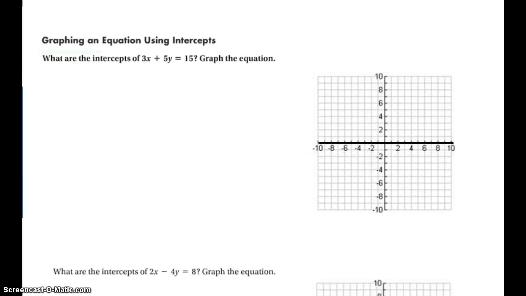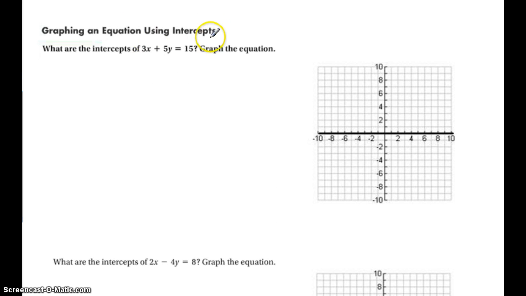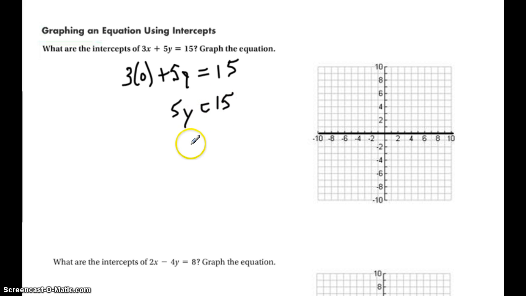Let's reiterate a couple ideas about graphing this equation using intercepts. We said that if we plug in 0 for x, we find the y-intercept. If we plug in 0 for y, we find the x-intercept. Here's what that looks like. 3 times 0 plus 5y equals 15. That's going to be 5y equals 15. Divide by 5. Y is going to equal 3.